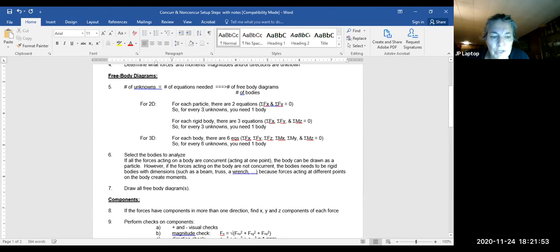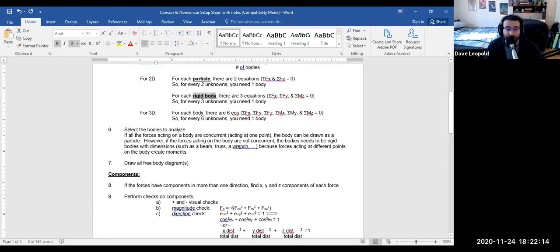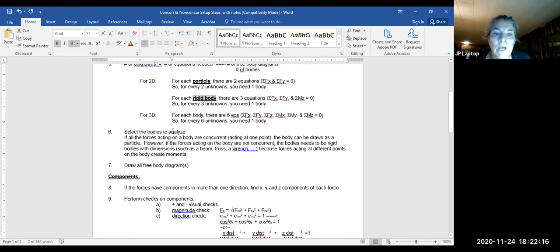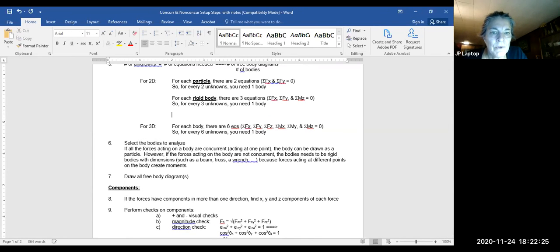So for every 2 unknowns, you need 1 body if it's a particle. And if it's a rigid body, then for every 3 unknowns, you need 1 body. I'm editing our sheet that we worked from already, and I'll post this. No friction on this one? No friction. Good question. We only saw friction problems with a 2D body, right? So let's add that.